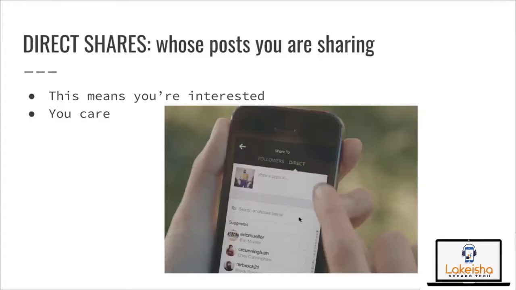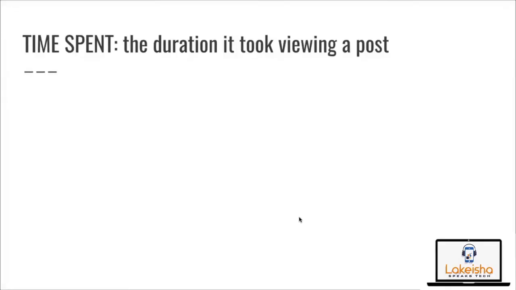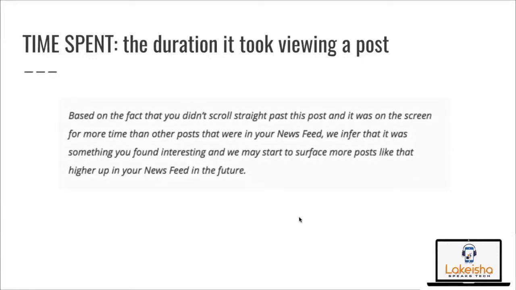But anyway, when you're doing a direct share, they just see that you're interested in it and you care about that particular topic. Moving on to time spent, which is the duration it took viewing a post, which we briefly discussed. What Instagram had to say about that is, based on the fact that you didn't scroll past a post that was on your screen for longer than other posts in your news feed, they feel it's something you're actually interested in, and they'll start surfacing more posts like that higher up in your news feed in the future. So it depends on how much time you actually spent on that post.